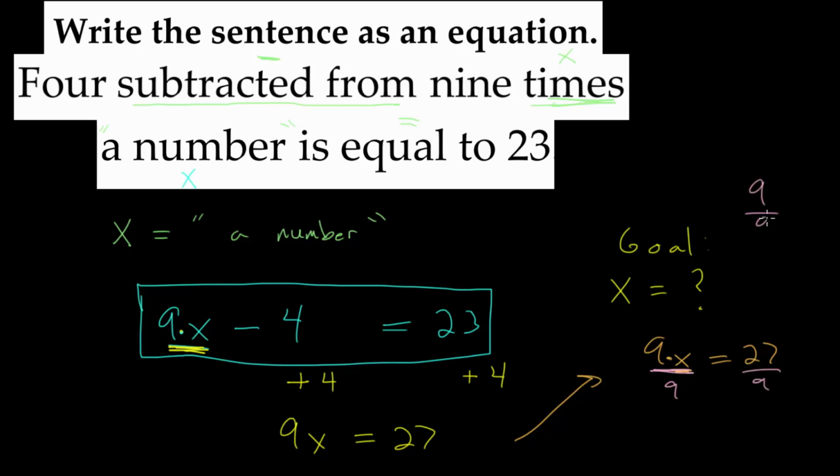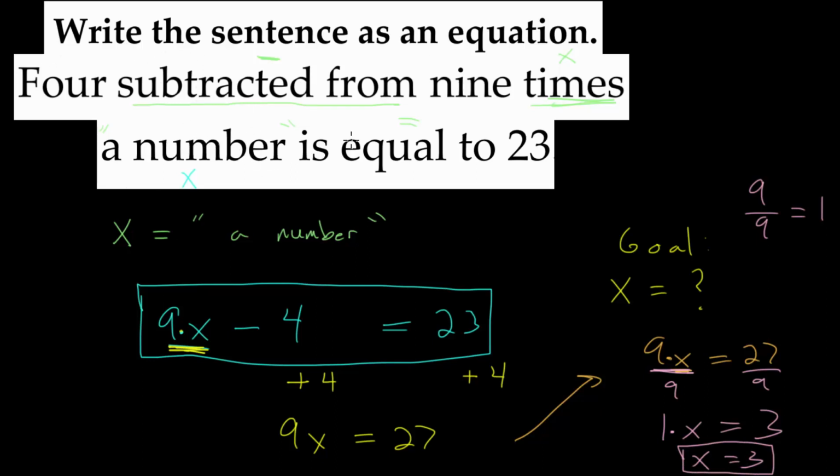Since 9 divided by 9, or anything divided by itself, is always equal to 1. So we have 1 times x on this left-hand side, and 27 divided by 9 is 3. 1 times anything is itself, so x is simply equal to 3. Or in other words, that missing number that we were looking for is 3.